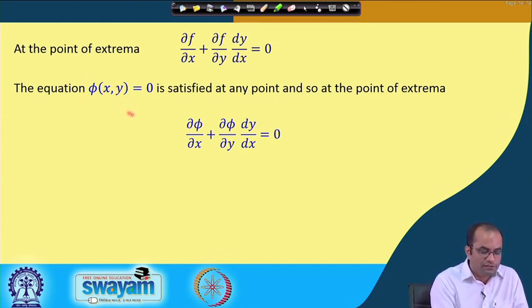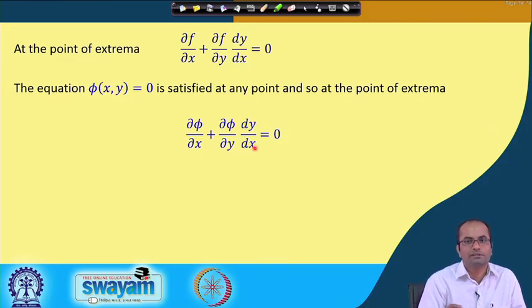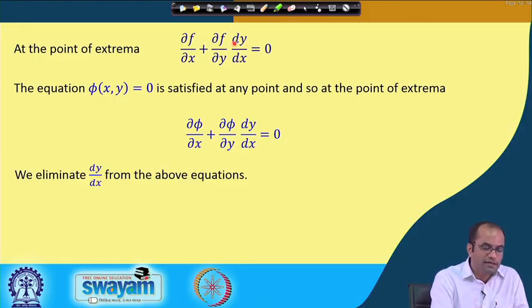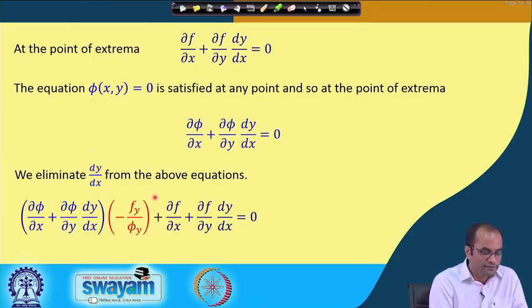Out of this equation, if we differentiate with respect to x, we will get the partial derivative with respect to x, again by the chain rule, plus del phi over del y, and then dy over dx is equal to 0. So, we got another equation which is satisfied at the point of extrema. Now we will try to eliminate the dy over dx term from these two equations, and we will have everything in terms of partial derivatives.